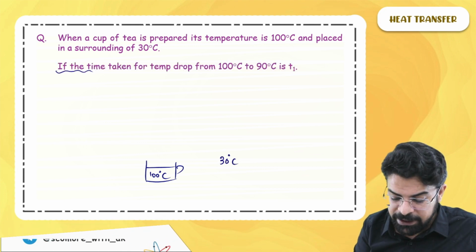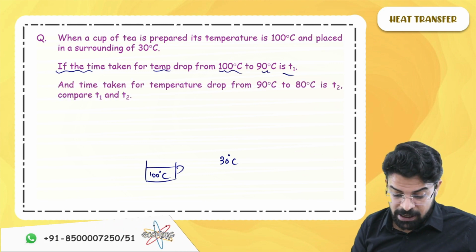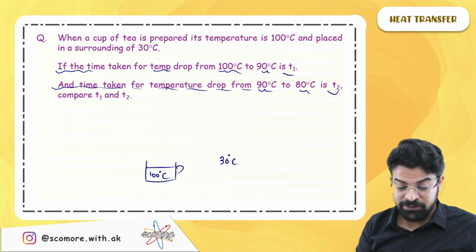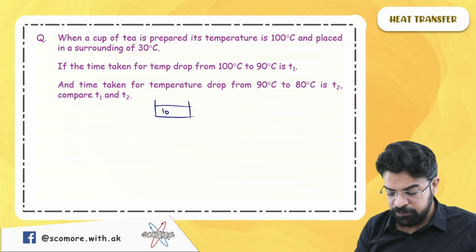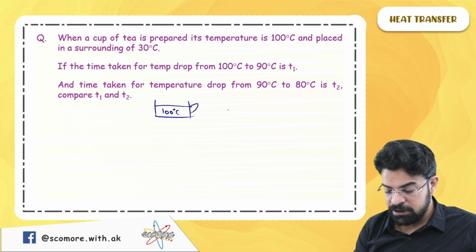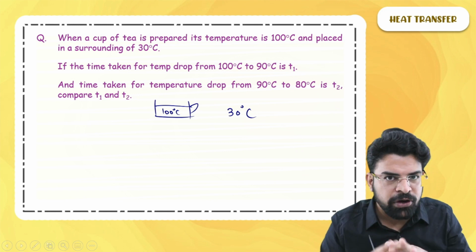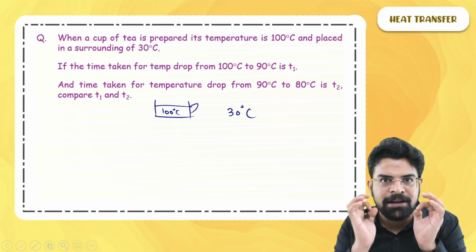If the time taken for the temperature to drop from 100 to 90 is T1 and the time taken for the temperature to drop from 90 to 80 is T2, compare T1 and T2. So you have made a cup of tea at 100 degrees centigrade. The surrounding is at 30 degrees centigrade. As the cup of tea cools down, it won't happen that the surrounding will heat up because the surrounding is way bigger than the cup of tea.